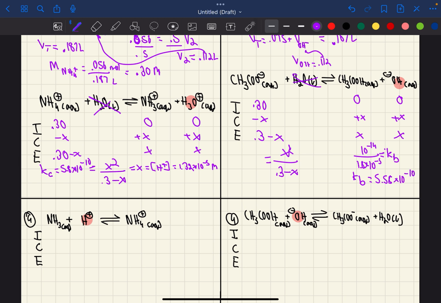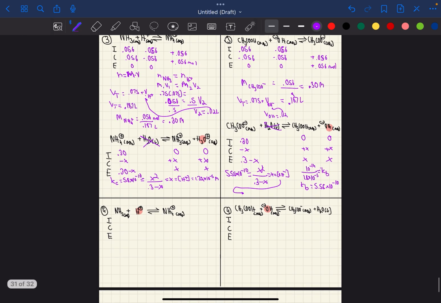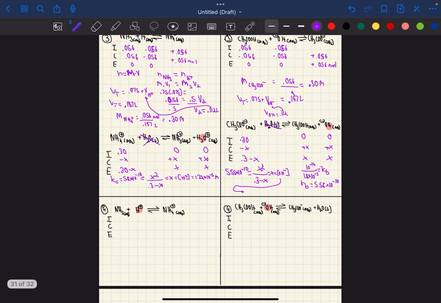So all you have to do is just plug that in here, 5.5 times 10 to the negative 10. And then you can solve for x. When you solve for x, you're going to get your OH concentration, right? So which means your OH concentration is going to be, let's see, I got 1.29 times 10 to the negative 5 molarity, right?